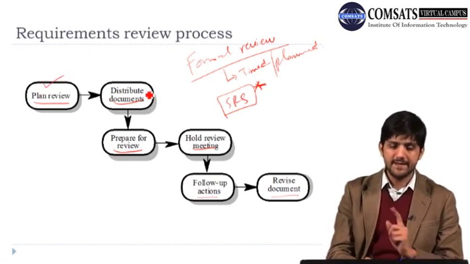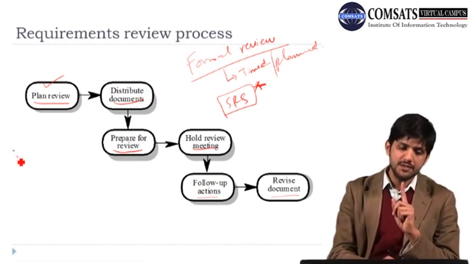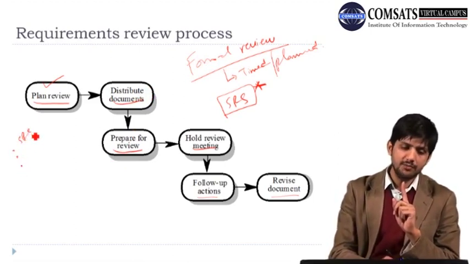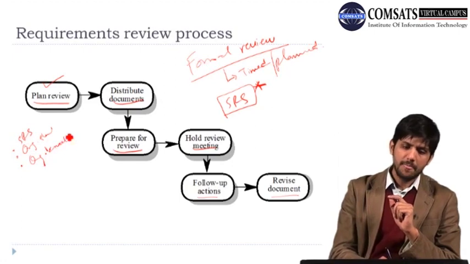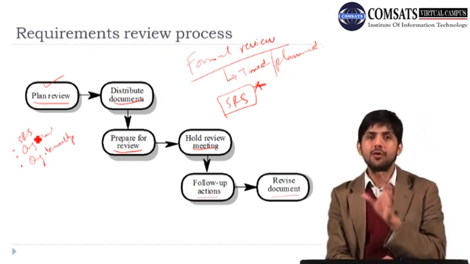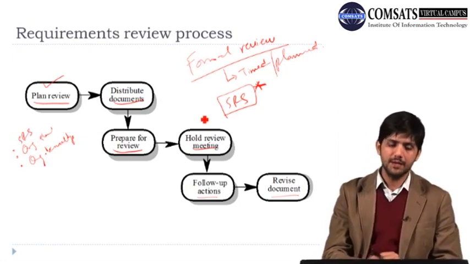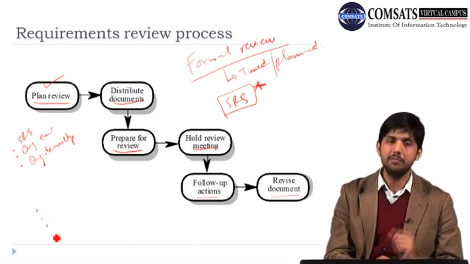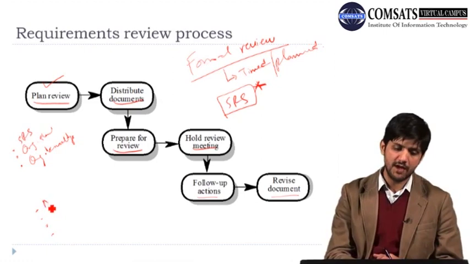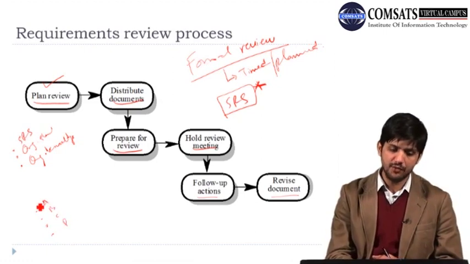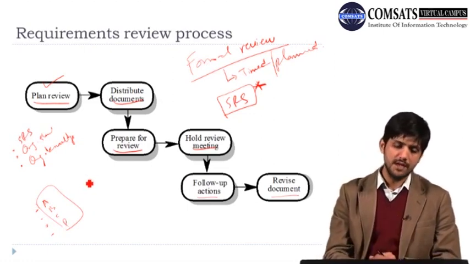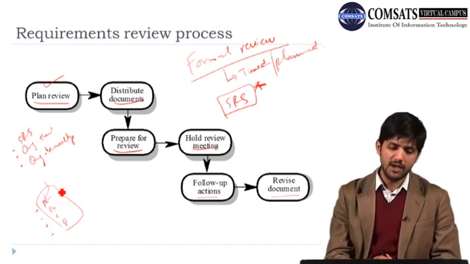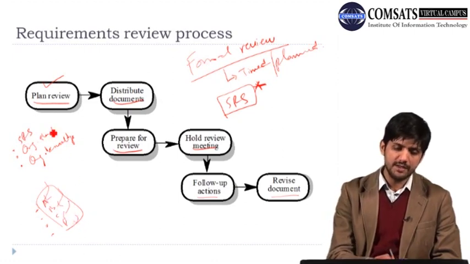And as I said, there are three key inputs to this review process. We said that SRS is one input, then we have organizational standards, and then we have organizational knowledge. So we are going to distribute all these documents. So first thing that would be done is we need to identify all the people who would be part of this review. So for example, let's say we have these people A, B, C, D. So these are the 4 people who are going to be in that review. So we need to distribute these documents to all these people. So we need to give A, B, C, D, all these people, all these set of documents.